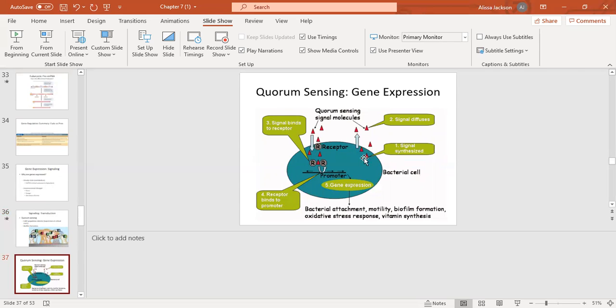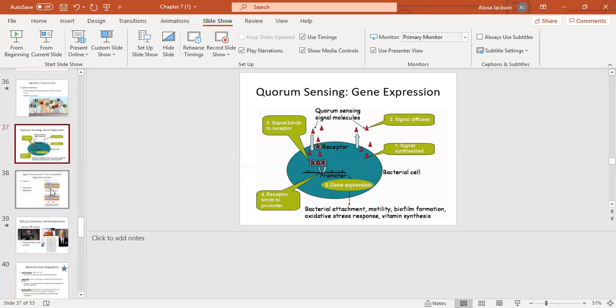So first you have your signal synthesized, and it diffuses. There are sensor molecules that bind to receptors on all the bacterial cells that are around, and once the receptor receives a signal, whenever the signal reaches enough of a level, the receptor will bind to the promoter and stimulate transcription. RNA polymerase will transcribe genes involved in attachment, motility, biofilm formation, stress responses, vitamin synthesis, all the things that bacteria would want to do together as a group.